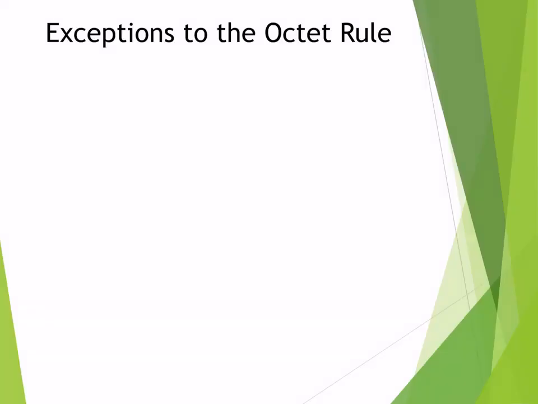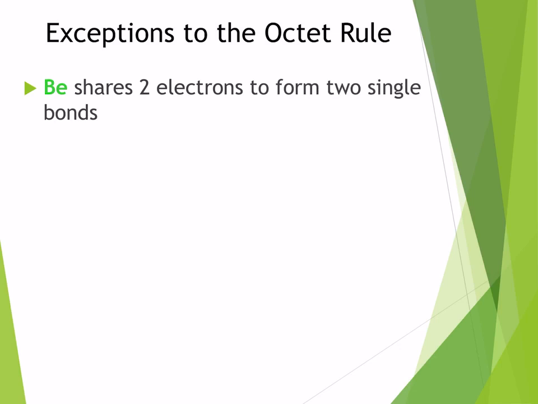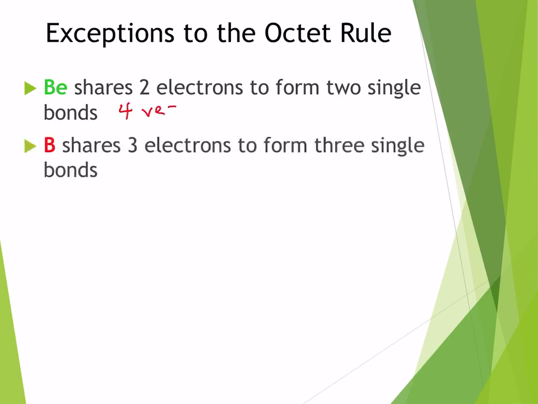So, some exceptions to the octet rule. We talked about beryllium and boron last time. Beryllium will share 2 electrons and it will form 2 single bonds. So that means that it will end up with only 4 valence electrons. Similarly, boron will share its 3 electrons to form 3 single bonds. So it will end up with 6 valence electrons.